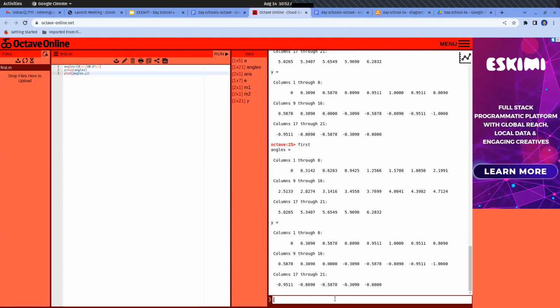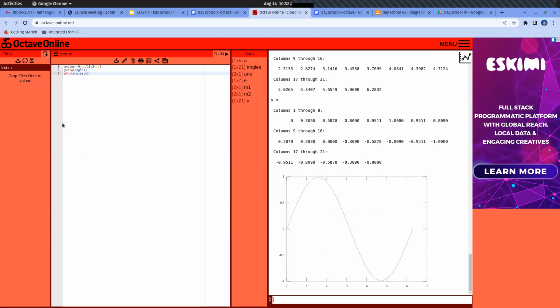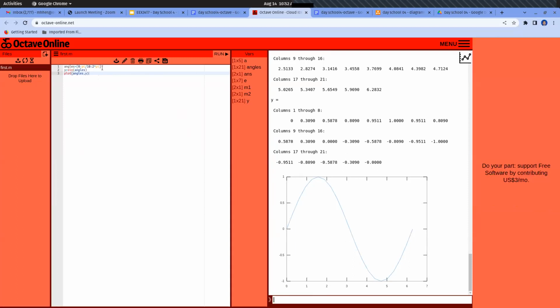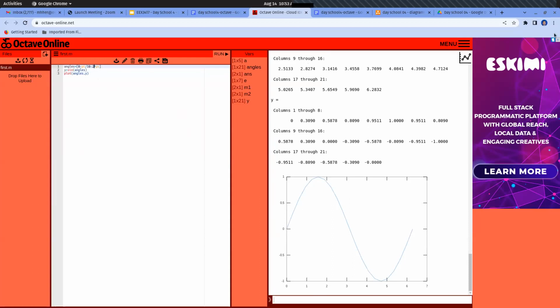Right. Before you run it, you have to save it. Actually, this is a smooth sine wave from 0 to 25, and if you put 3 here, that is fewer steps.